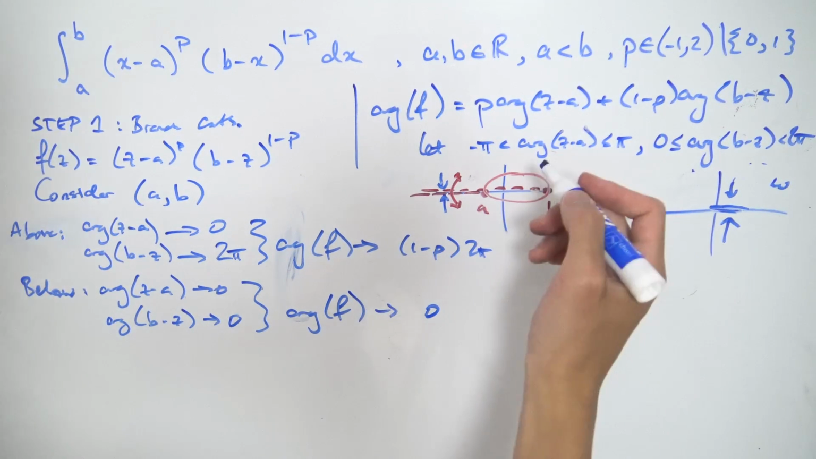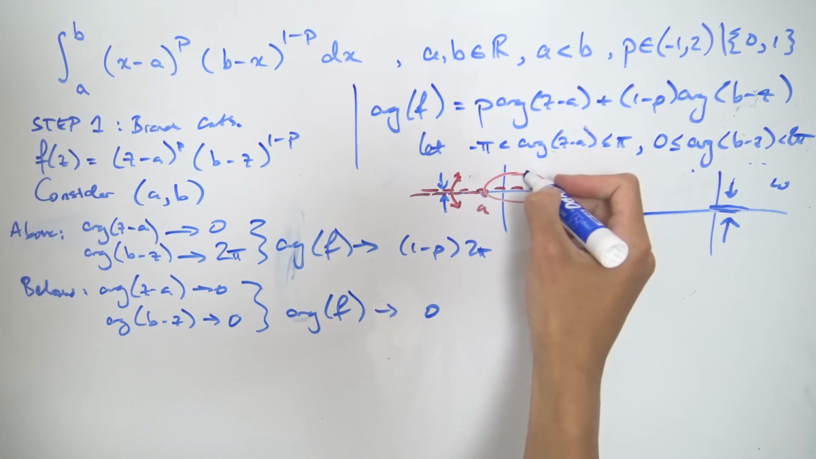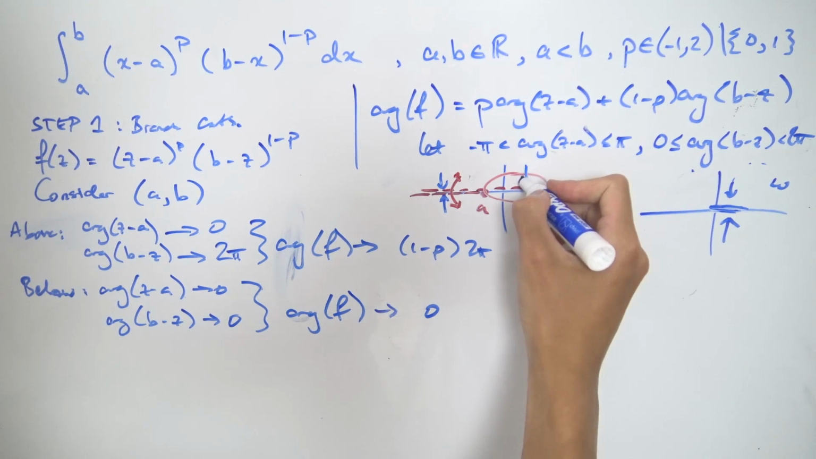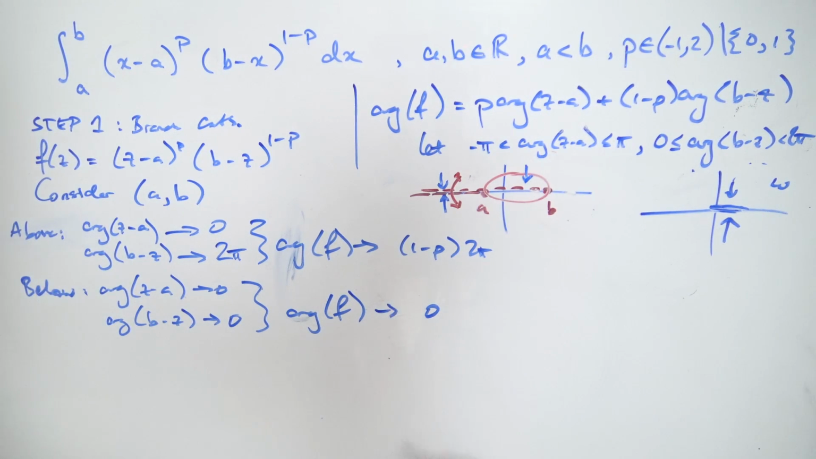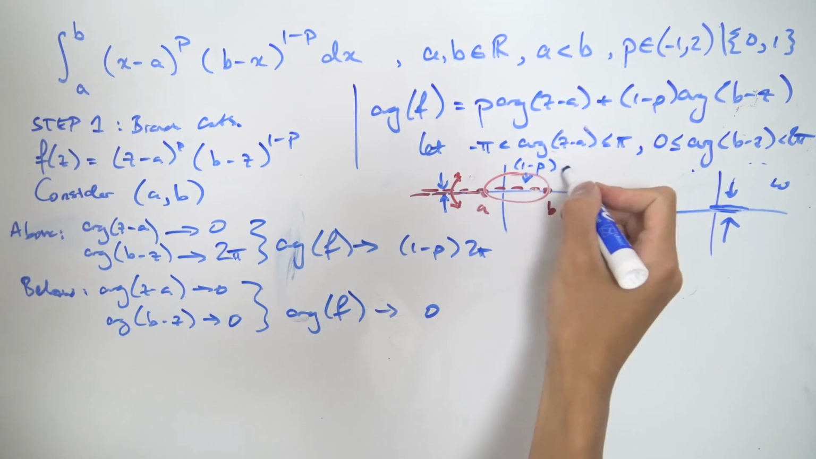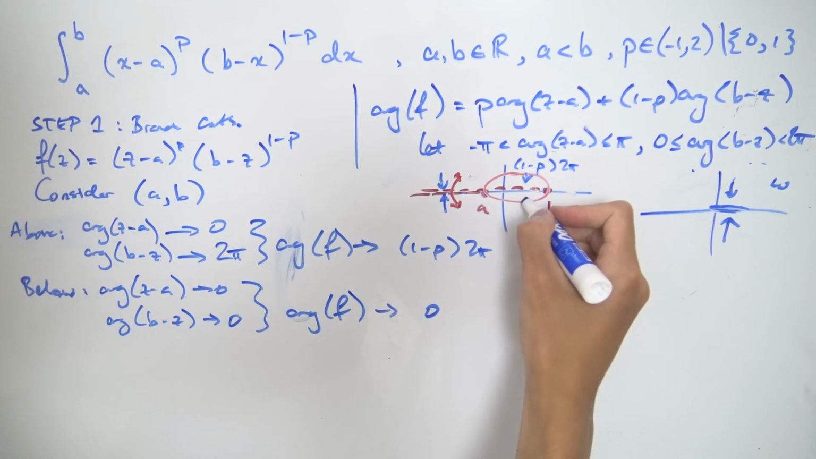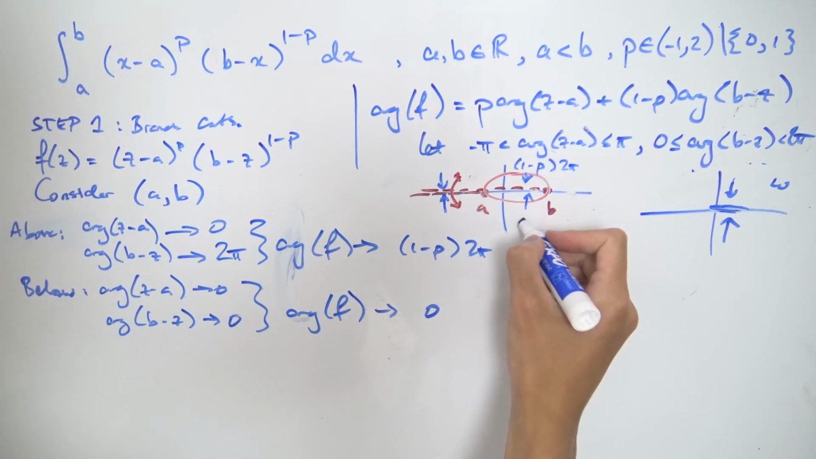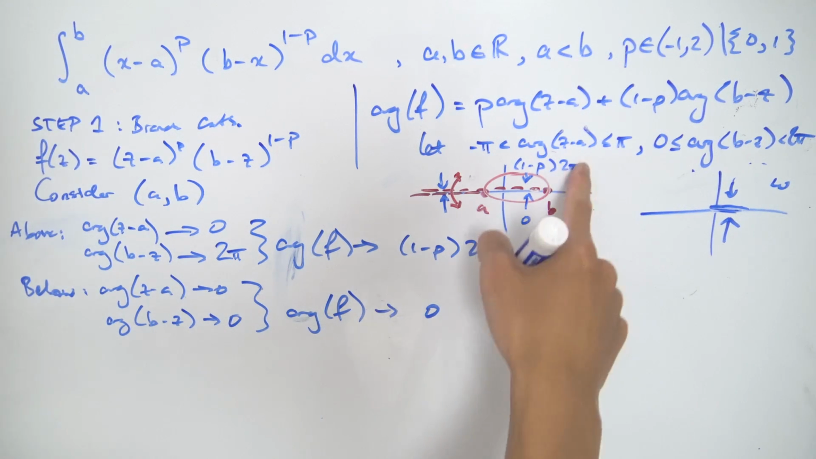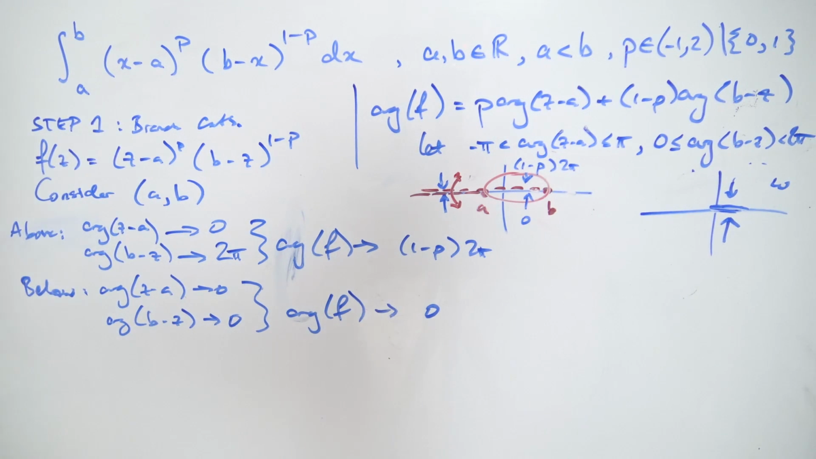Alright, very nice. And I guess we'll just draw some arrows on this picture. As we approach from above on the interval a to b, we're going to approach an angle of 1 minus p times 2 pi. And as we approach from below, we're going to be approaching an angle of 0. And we're going to be needing those two values later on.